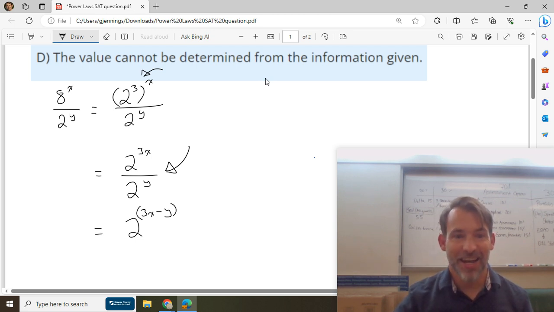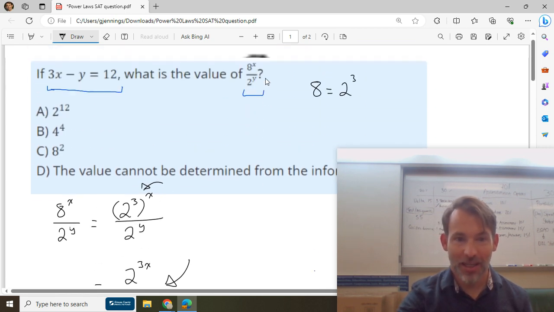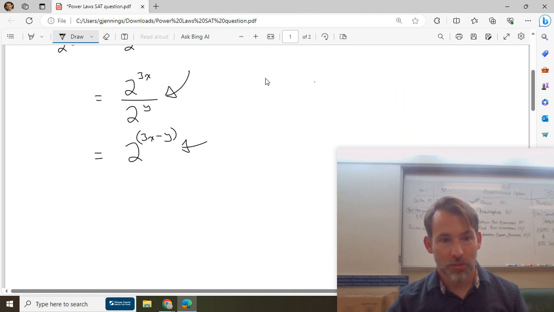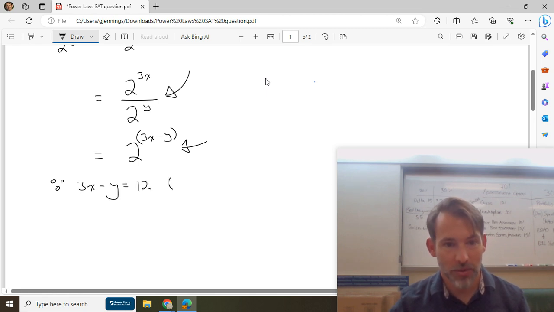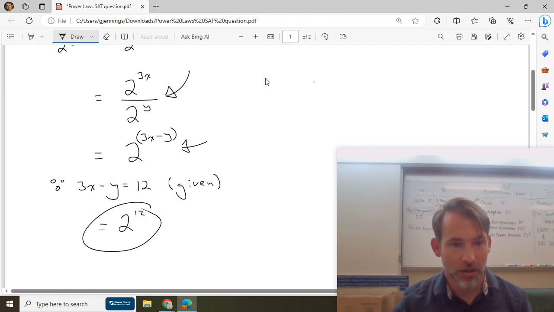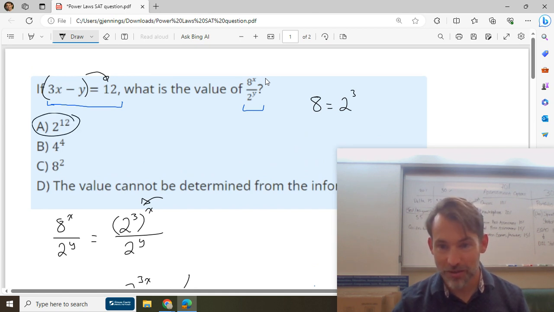All right. And now that's as simplified as I can get this expression for the moment. They gave us another clue up here. 3x minus y equals 12. So at this point, since 3x minus y equals 12, and that was given, since this was given, we can substitute that into the equation. This is just equal to 2 to the 12. There we go. Let's look for it in the answers. There it is.